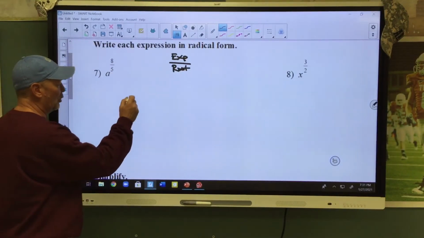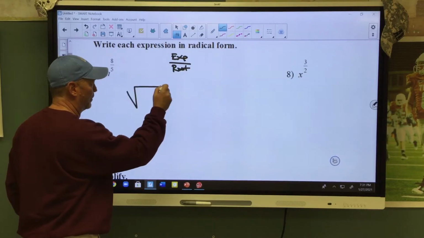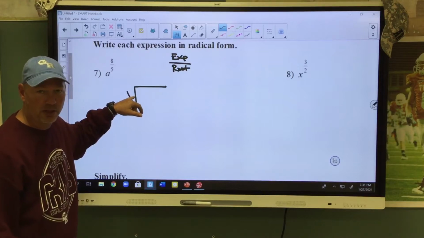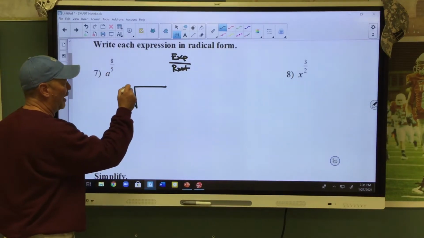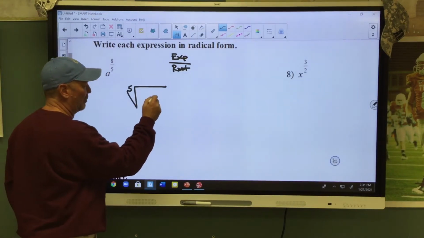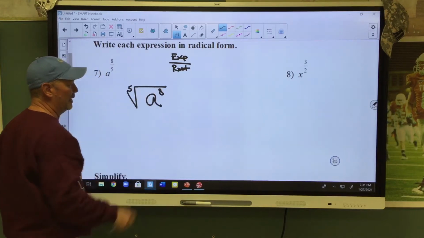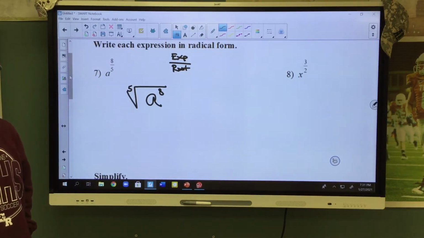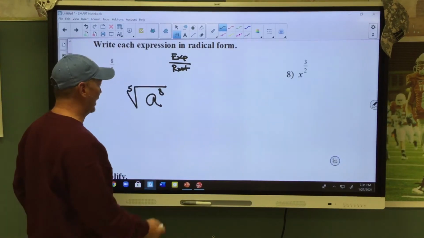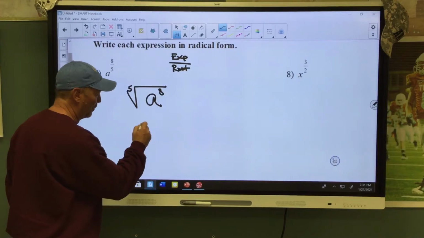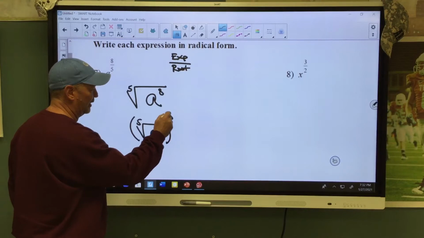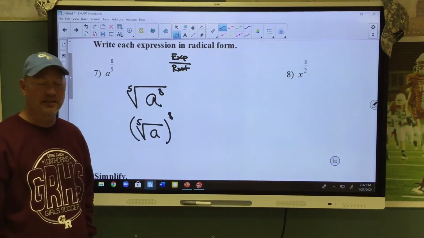So when I convert this to a radical, this is my root. My root goes right here in this little nook. 5 is my root. A is what we're talking about, and then my exponent is an 8. Okay? You can write it like this, or you could put it in parentheses if you wanted to. You could say, I have the 5th root of A, and you can actually put it in parentheses like this. Either one is acceptable. Very good.